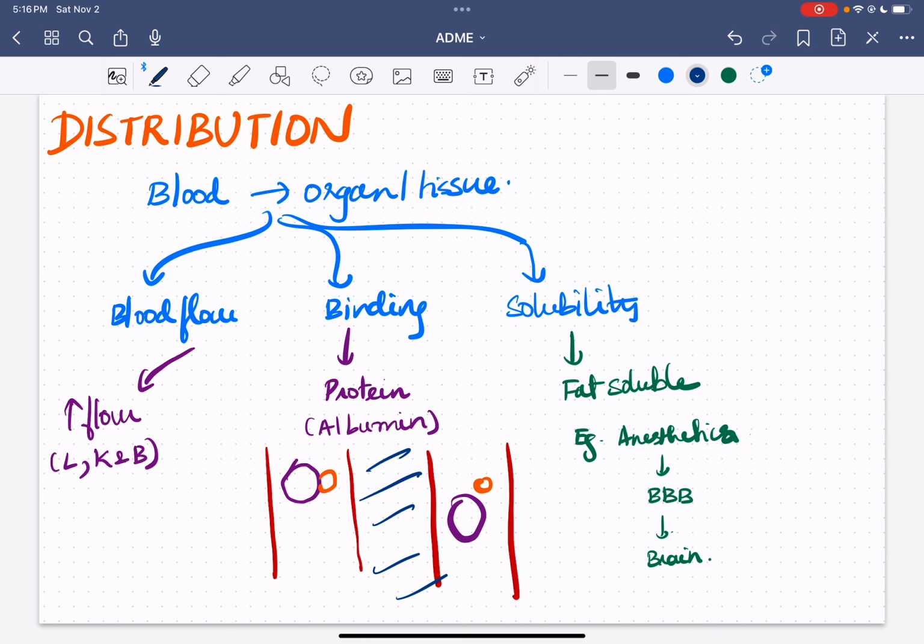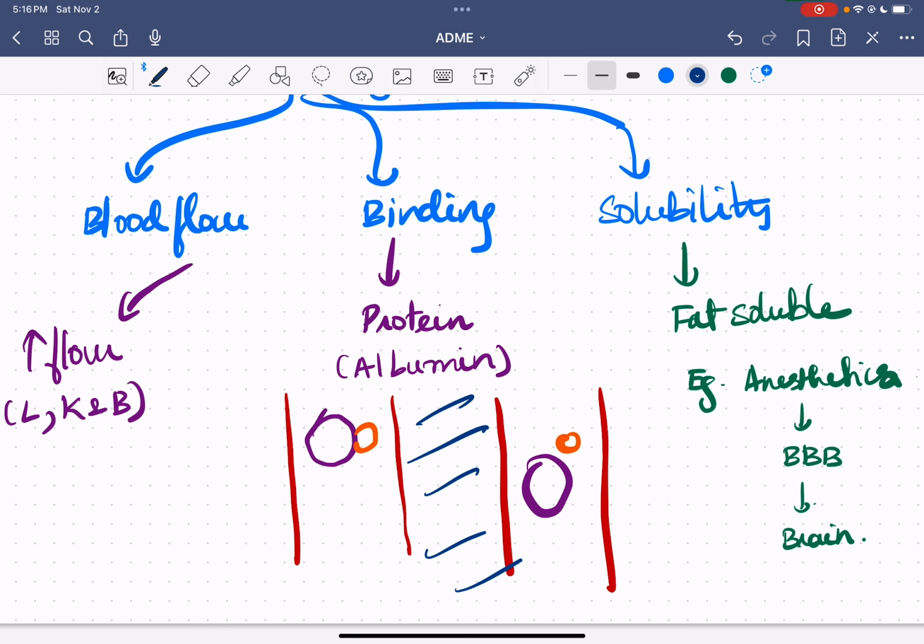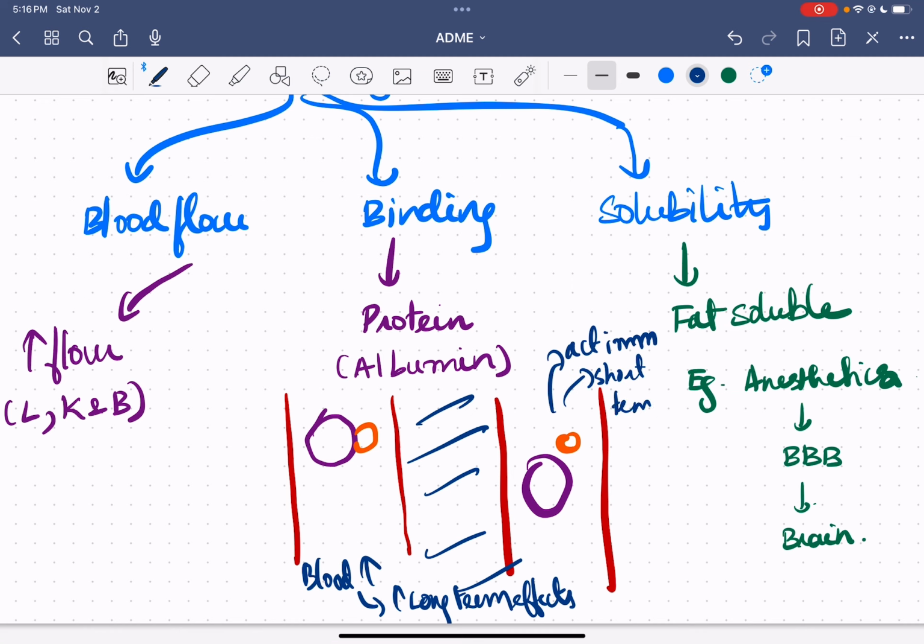Right? So from this, what can you interpret? You can interpret that drugs that are bound to albumin tend to stay in the bloodstream for a longer time, giving long-term effects. So the drug doesn't wear off or get excreted very easily from the body. Whereas the drugs that are not bound to protein are going to act immediately, and they're going to give you short-term effects. So this is very crucial to understand: bound to protein and free drugs. This is your bound, this is your free drug.